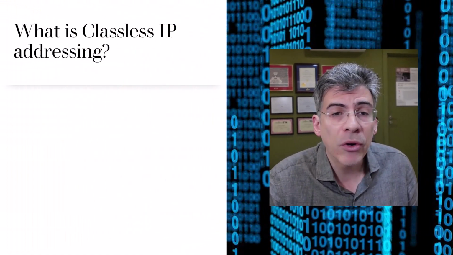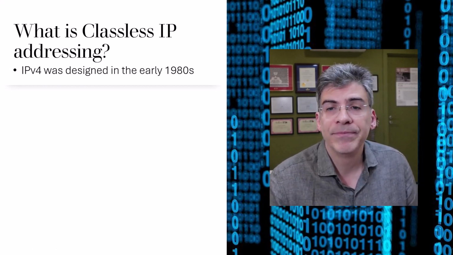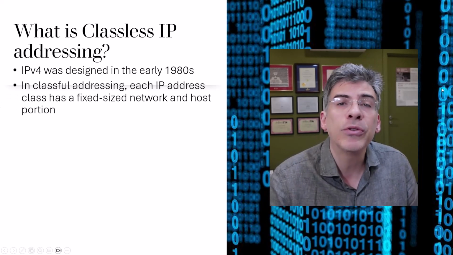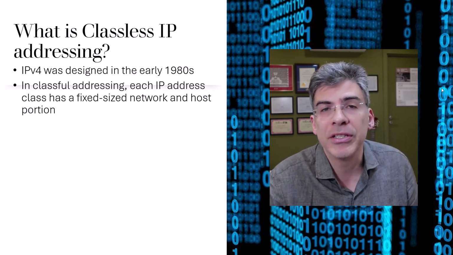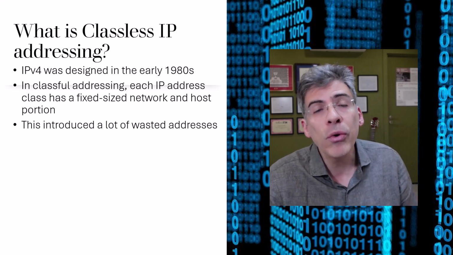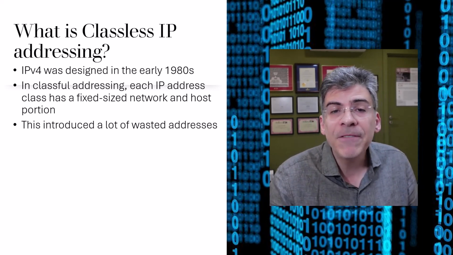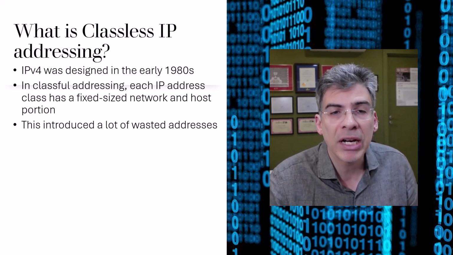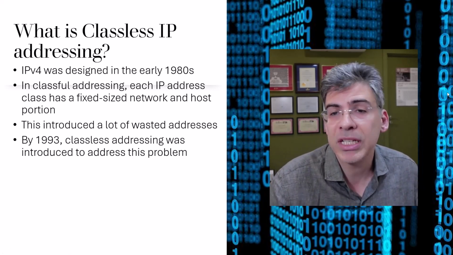Now, IPv4 was originally designed in the early 1980s to have classful addressing. In classful addressing, the IP address space was divided into specific classes with fixed-sized network and host portions. Now, this led to a lot of wasted addresses in some classes and a shortage of addresses in some others. As time went on, and as the infant internet began to grow, this approach proved to be too restrictive and wasteful. So by 1993, classless addressing was introduced.